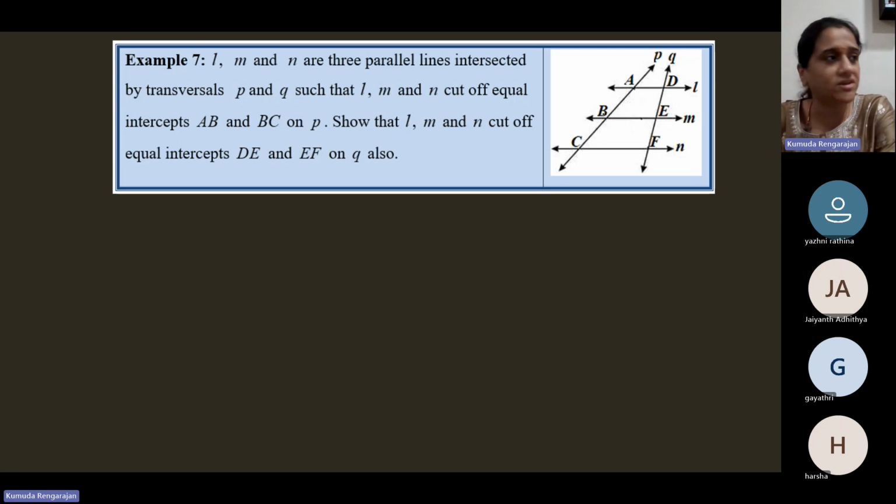Which are the intercepts on the transversal P? Intercepts on transversal P, AB and BC. Which are the intercepts on transversal Q? DE and EF. Correct. DE and EF. What is given equal? AB is equal to BC.